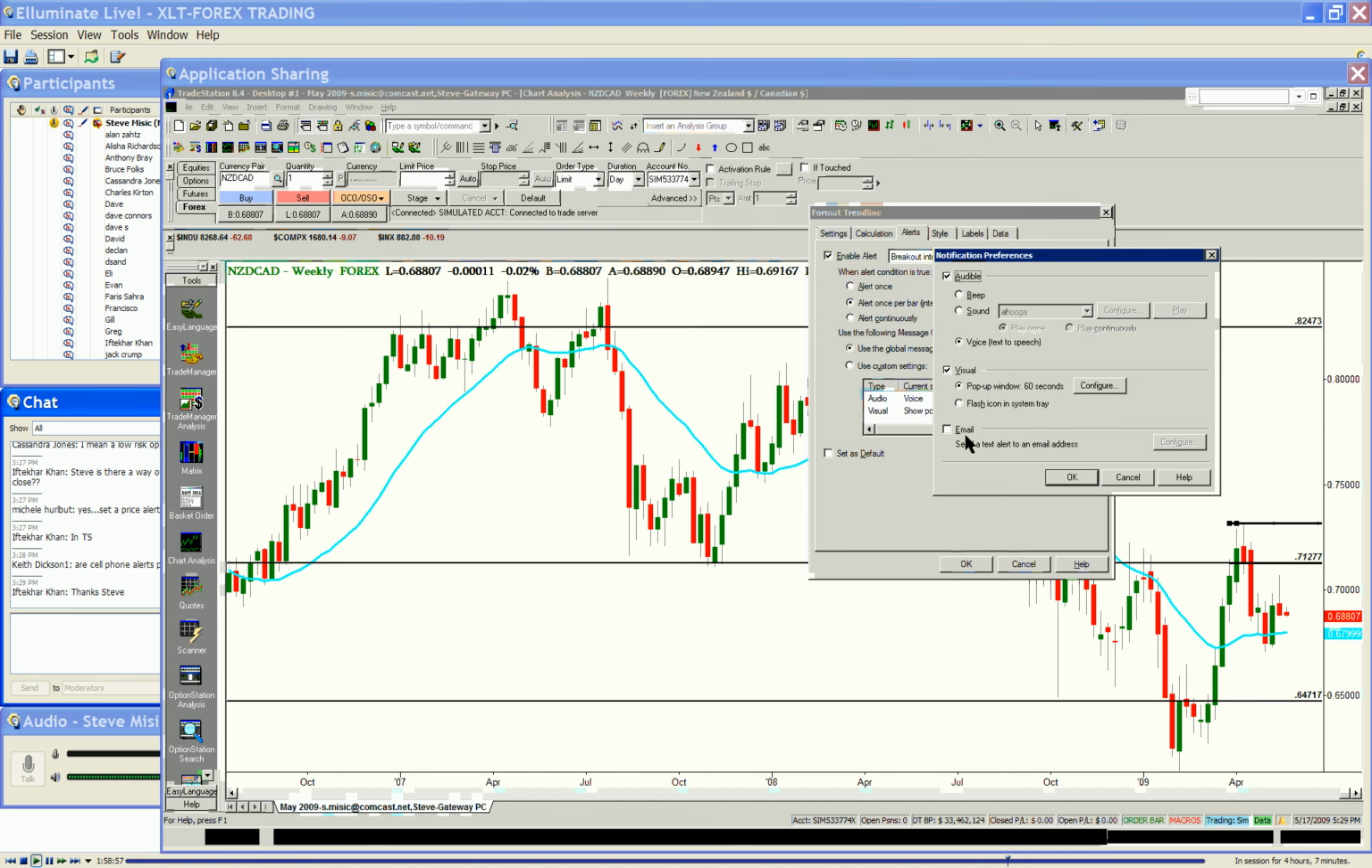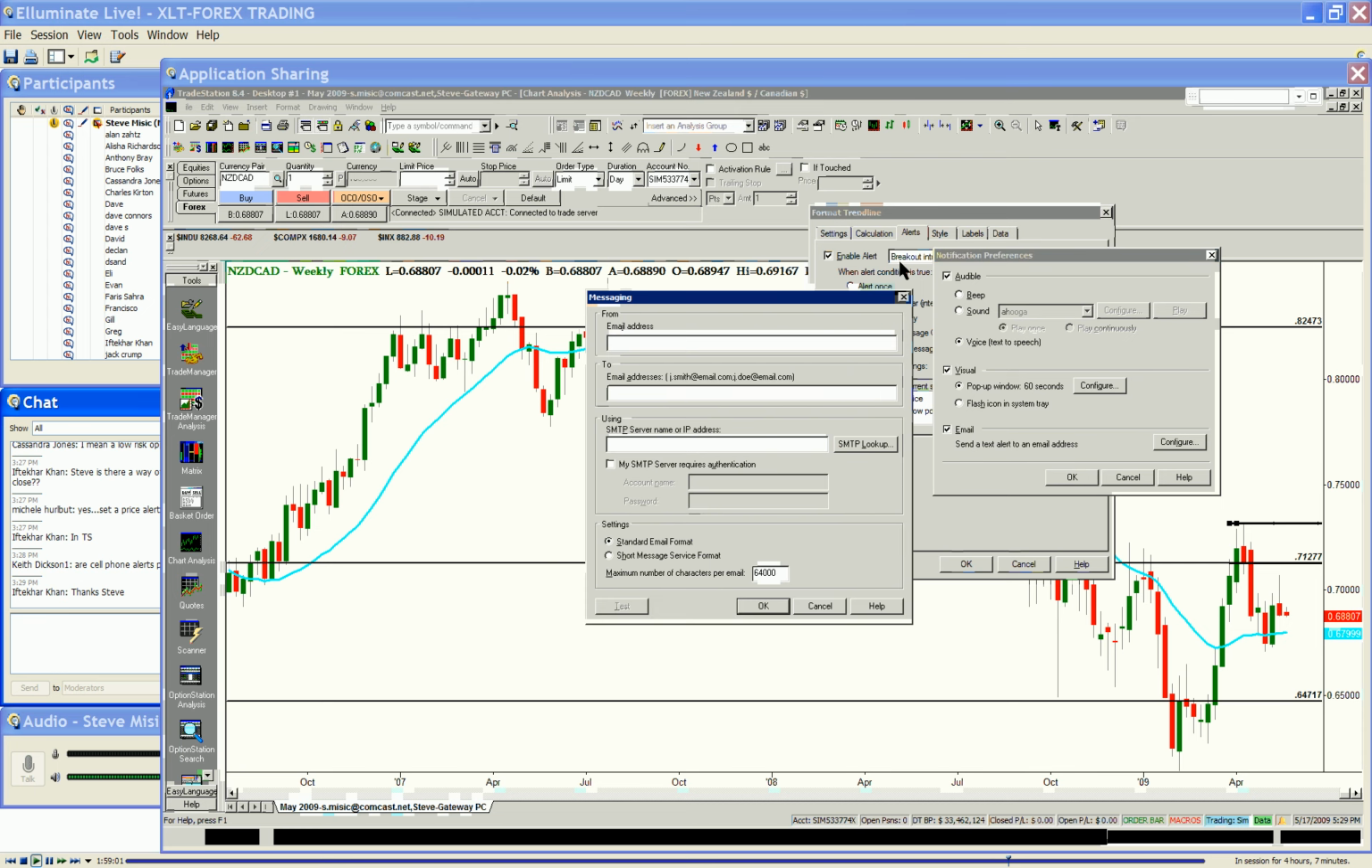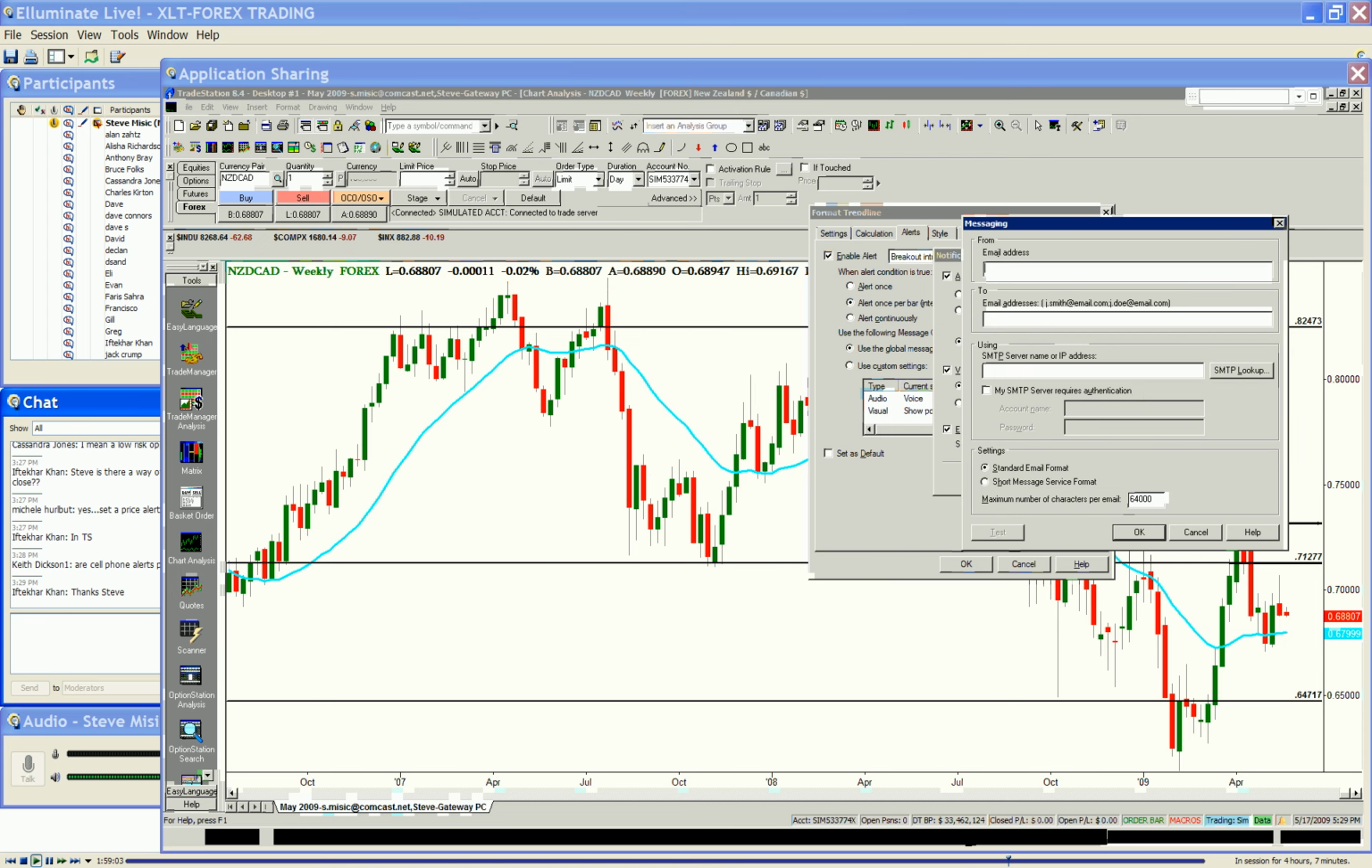You can get a visual pop-up window. You can also set an email. Configure here. All right? So once you get your email box, you can type in your email address at Gmail. Now, here's something you have to know in order to get your alert to work. You could send it to the same email address if you want. I'm going to send it to the same email address.